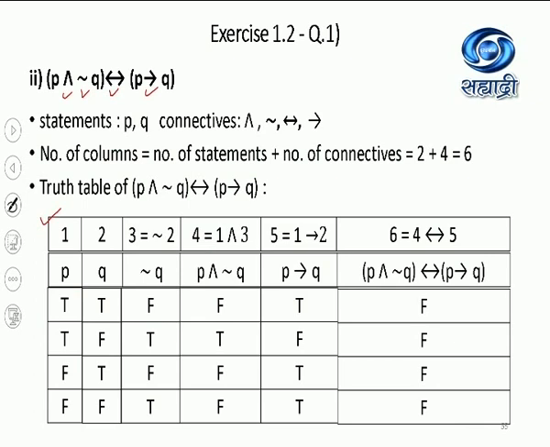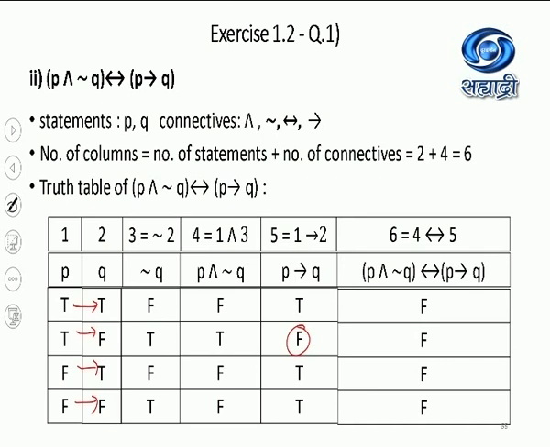P and negation Q. Where is the hint? Only T and T is T. Rest all are F. P implies Q: arrow from column 1 to the second column. Only the TF combination is F. Rest are T. And the 6th column is the entire statement pattern.